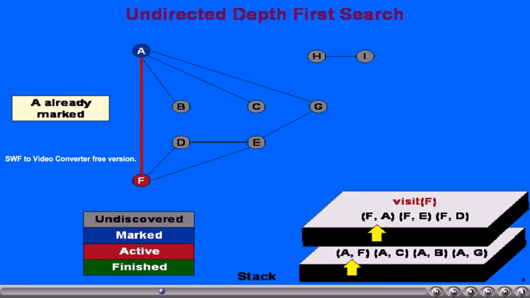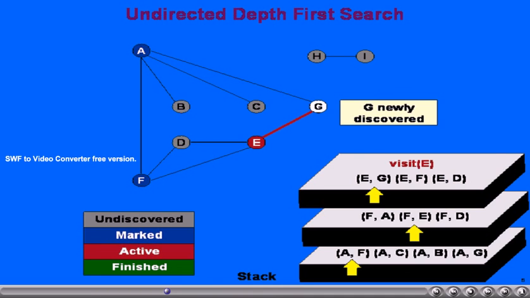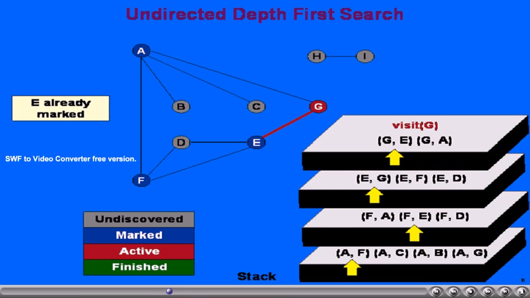Now, we take F and its adjacents. They are considered, and one of them is made as discovered. Now E is made as newly discovered node. On E we apply the algorithm. Its neighbor G is made as newly discovered node. G's neighbors, that is E and A, are already marked. Thus, no action takes place on them.